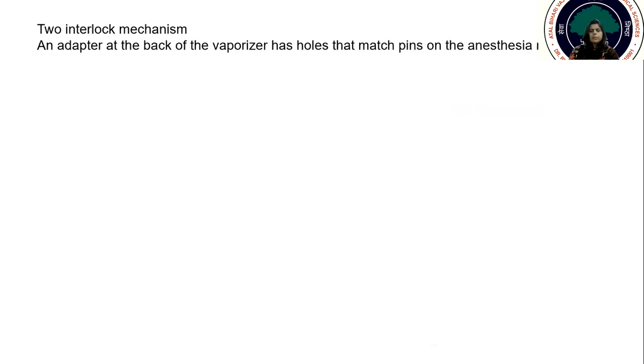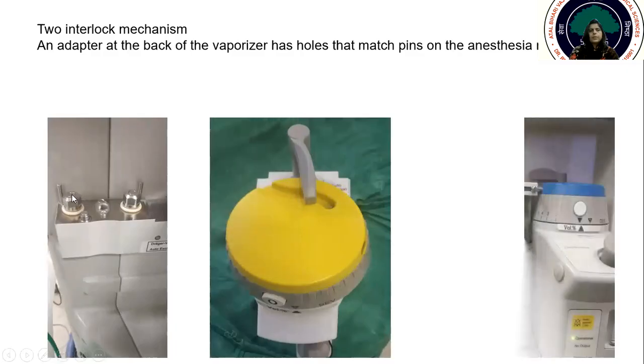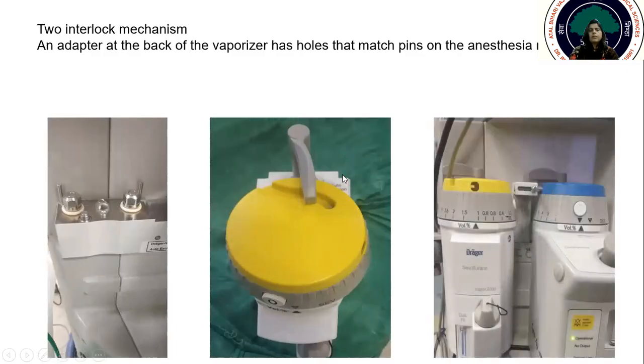So just like we learned, there's a selectatec interlock mechanism in the Tec vaporizer. Here also there are two interlock mechanisms. You can see here there are protrusions along with the pin. The same at the rear end of the vaporizer, there will be holes and apertures to accommodate these pins as well as this protrusion. And you can see there is a lock at the control dial also. This is a lock, and there's one more lock here.